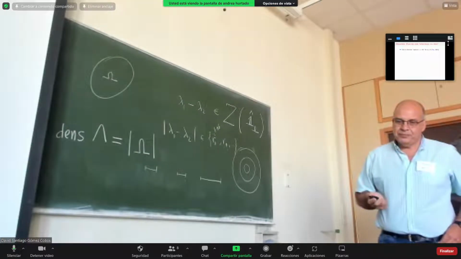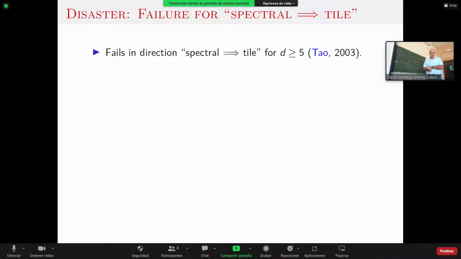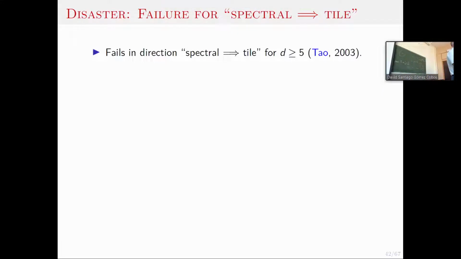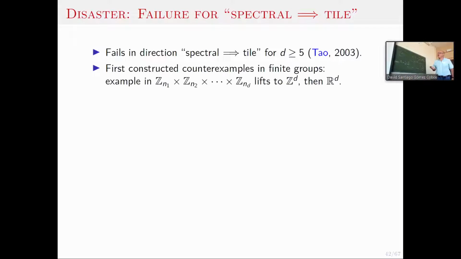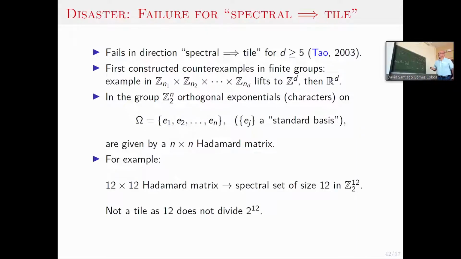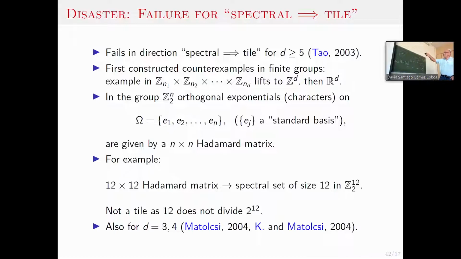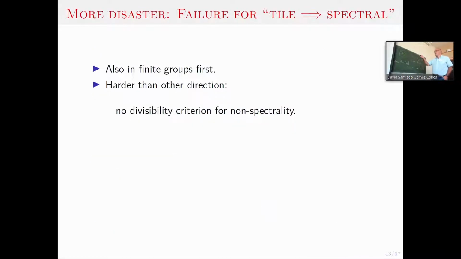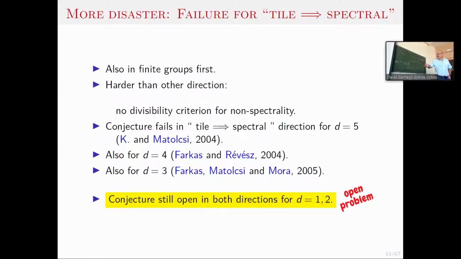And this is how Terry Tao proved in 2003 that the Fuglede conjecture is actually not true in high enough dimension. What is high enough dimension here? He proved it for dimension at least 5, but then other people, including myself, have lowered this dimension to 3. We did this for 3 and 4. And also in the other direction, about a year later, myself and Matolcsi proved that the other direction is also not true. And again, the dimension goes down to 3. And the end result, until now, is that the conjecture is open in dimensions 1 and 2, and in both directions.